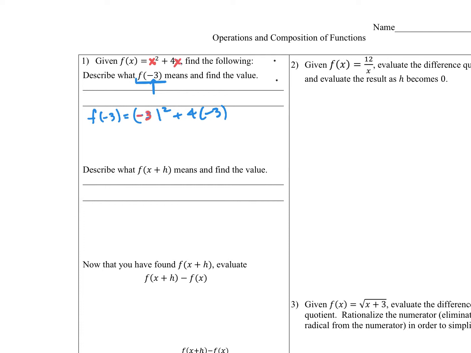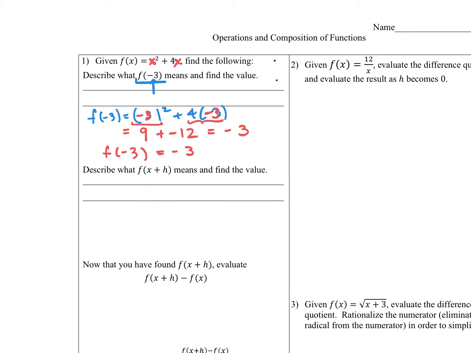So you can see I put negative 3, I squared it. Okay, so then we just simplify. Order of operations says to do our exponent first, so that's 9 plus, and then we'll multiply 4 times negative 3, which is negative 12, so that ends up with negative 3. So f of negative 3 ends up equaling negative 3.